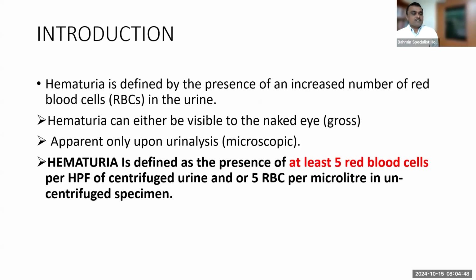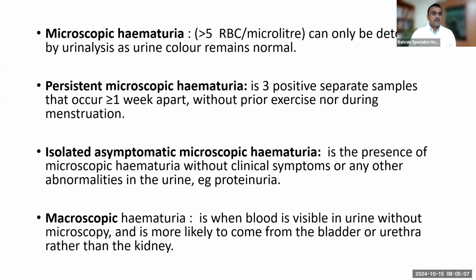It can be macroscopic, which you can see with the naked eye, or apparent only on urine analysis. It is defined as the presence of at least 5 red blood cells per high power field of centrifuged urine and/or 5 red blood cells per microliter in uncentrifuged specimen. So microscopic hematuria is defined as more than 5 red blood cells per microliter and can only be detected by urine analysis, as urine color remains normal.